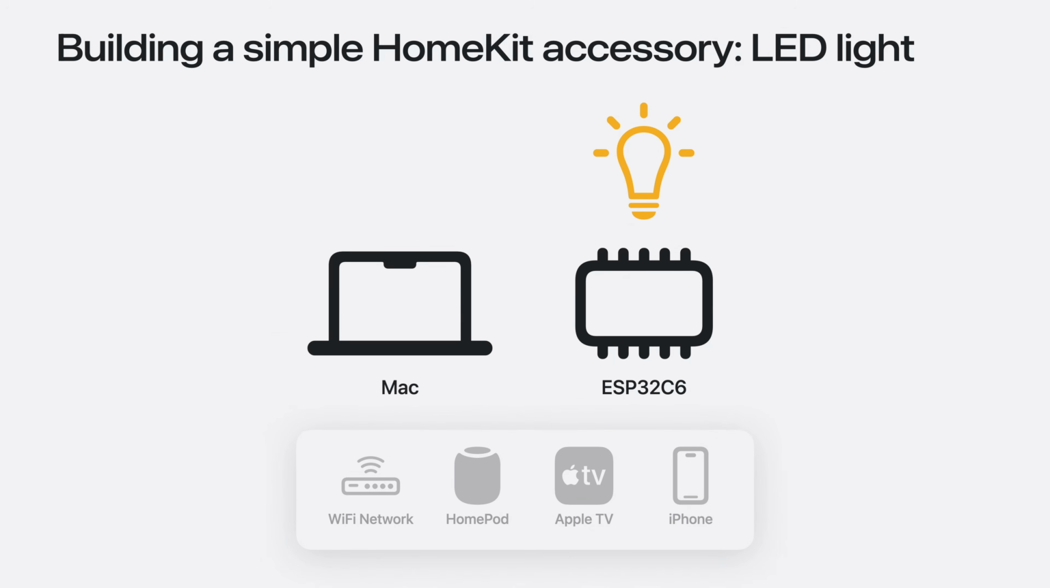I'll use a Mac to connect to the device over a USB cable, and I'll write a program in Embedded Swift that implements a HomeKit accessory, which I will then flash onto the device. The device will then join my Wi-Fi and HomeKit network, and it can be controlled from the Home app on any of the Apple devices.